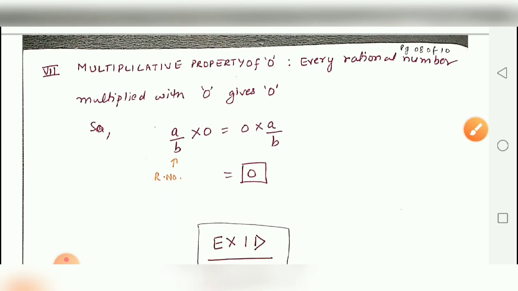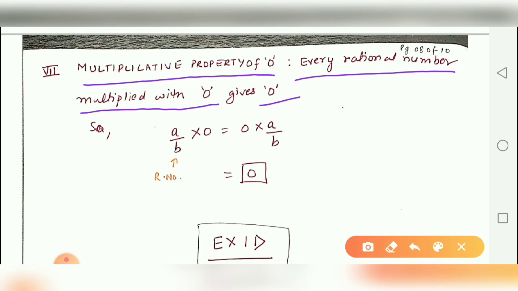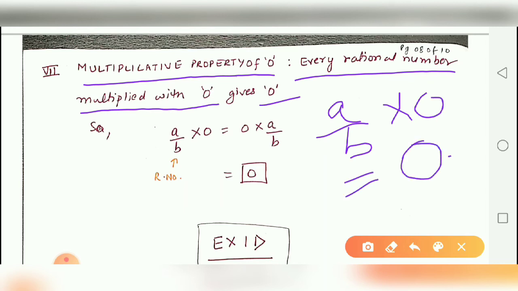Now next is the multiplicative property of 0. It says that every rational number multiplied by 0 gives 0. If we have a rational number a upon b and I multiply it with 0, I will get 0 as an answer. So this is the last property.